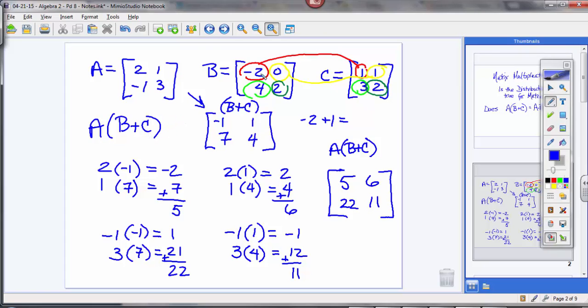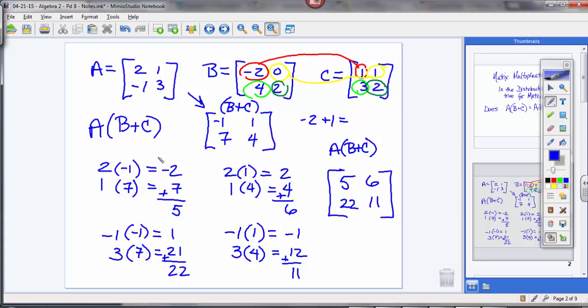Here, as we remember, the red goes with the red. They match up in position. So I've circled them in similar colors to help us remember that. Negative 2 plus 1 is negative 1. 0 plus 1 is 1. 4 plus 3 is 7. And 2 plus 2 is 4. So now what we have is matrix B plus C. Next step is to multiply A times B plus C.